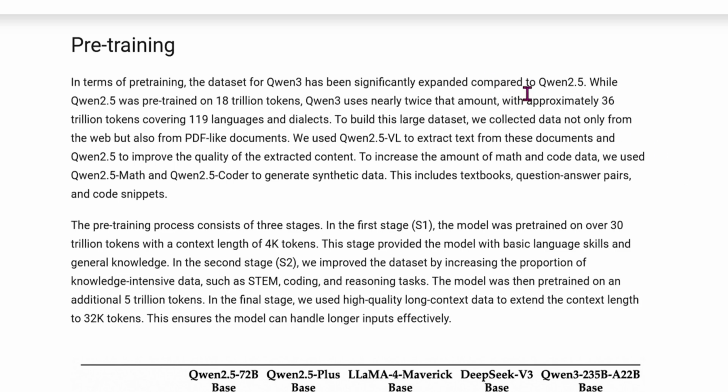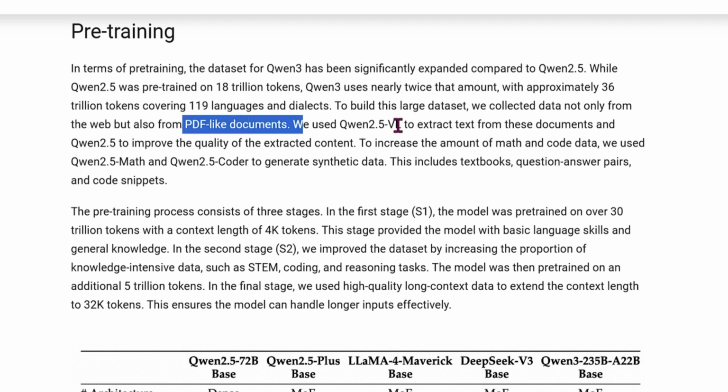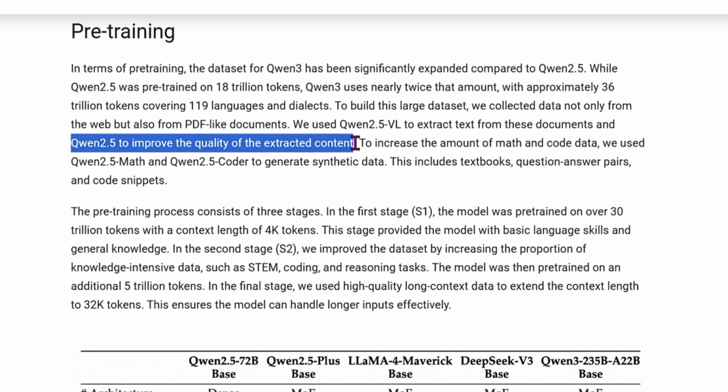The first thing they have done is that Qwen-3 was pre-trained on twice the amount of tokens that was used for Qwen 2.5. For Qwen 2.5, it was 18 trillion tokens. Now it's approximately 36 trillion tokens covering 119 languages and dialects. They've also used PDF-like documents. They used their own Qwen 2.5 vision language model to extract the text from these documents, and they used Qwen 2.5 to improve the quality of the extracted content.